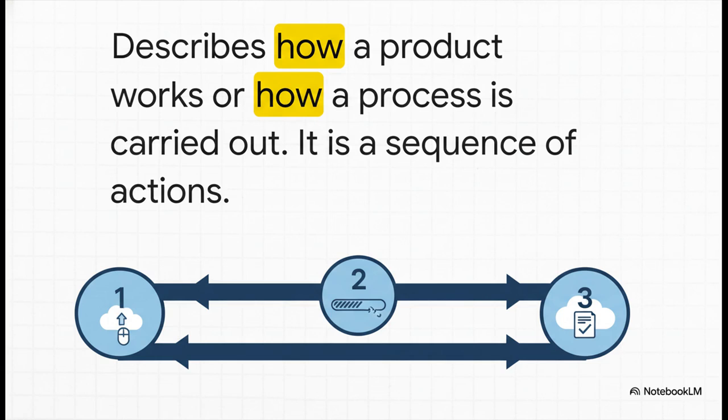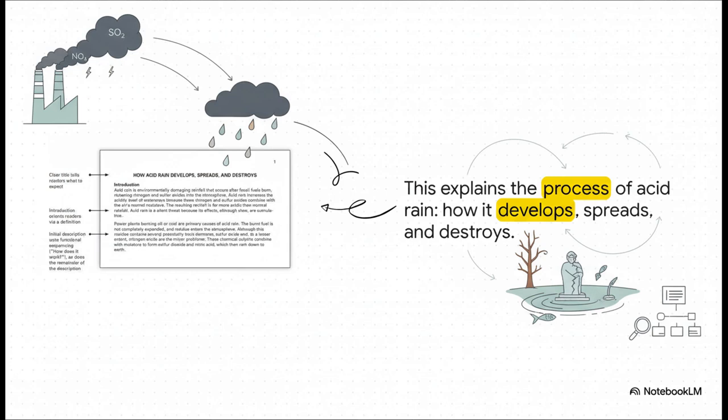Okay, now we're going to pivot from the what to the how. A process description doesn't really care about the physical object itself. It's all about the sequence of actions. It answers the question, how does this work, or how do I do this? It's all about flow and getting things done. Take a look at this example on acid rain. It's not describing a thing at all. It's describing a sequence. It walks the reader through a pretty complex process, how pollutants get into the air, how they change up there, and what happens when they come back down. It's basically telling a story, just in clear, logical steps.